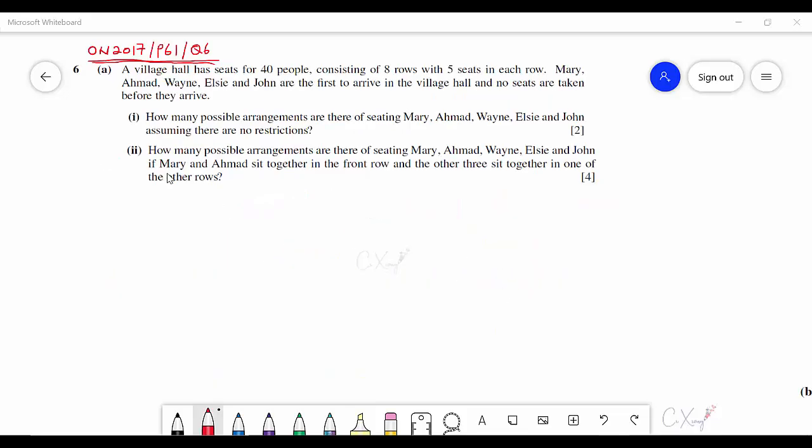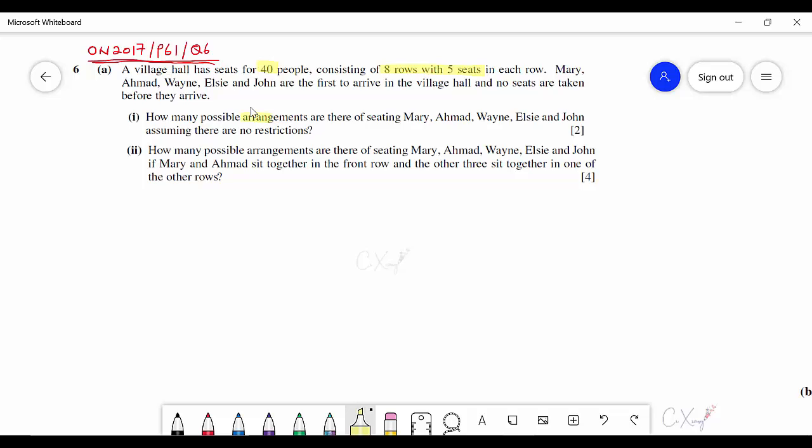Now let us discuss the question from October-November series 2017, paper 6.1. This is question number 6 from this paper. There's a village hall with seats for 40 people, so that means you have 40 seats, consisting of 8 rows with 5 seats in each row. I think this is very important as well. We have 5 persons here: Mary, Ahmad, Wayne, Elsie, and John are the first to arrive in the village hall, and no seats are taken before they arrive.